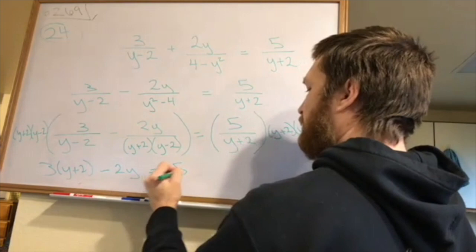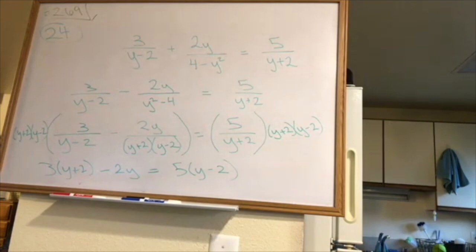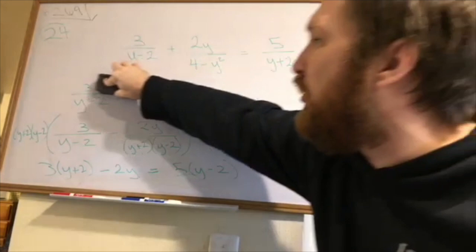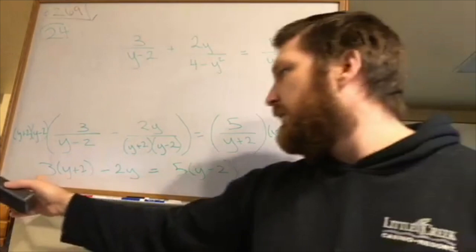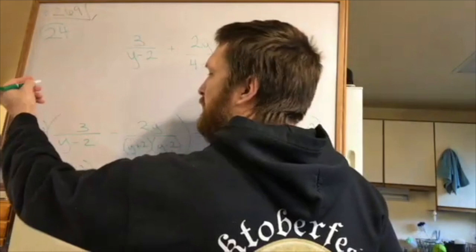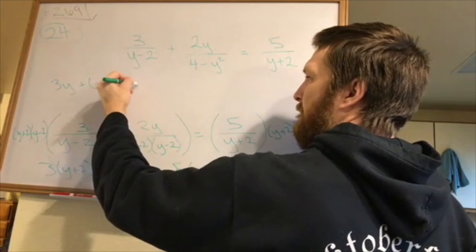Okay, let's finish this up. I'm going to need some room, so I'm going to erase this middle part right here. I want to keep my original equation because, like I said, we need to double check there in the end. So now we need to make this look nicer. What do we want to do? You get 3y plus 6 minus 2y equals 5y minus 10.